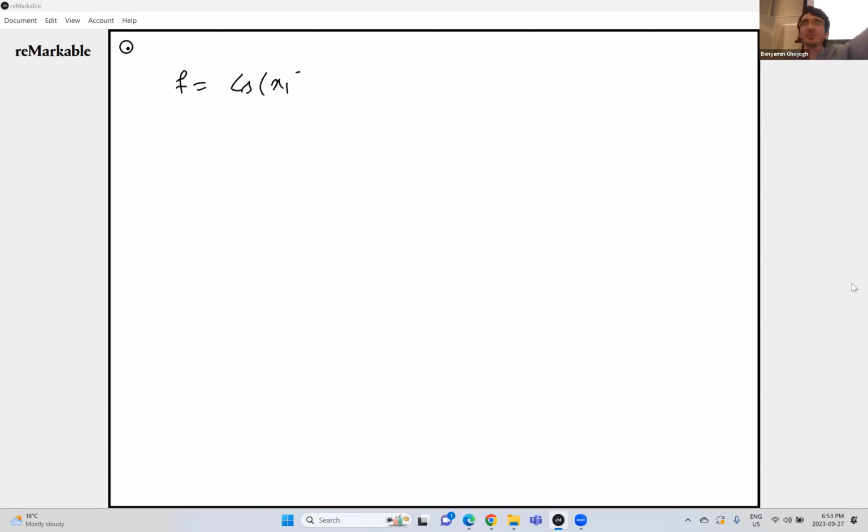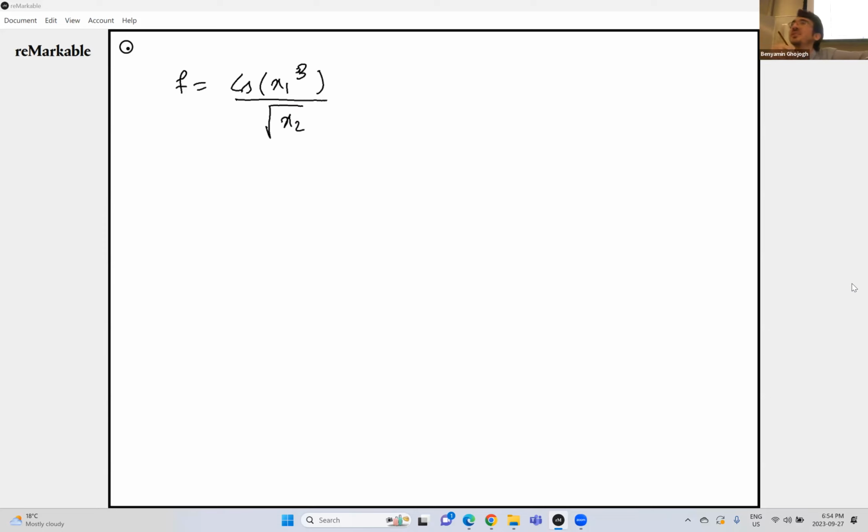Tell me, cosine of x1. Do I power it? To the power of 3? Is the division outside of cosine or inside? Outside, okay. Divided by the square root of x2. Is that enough? It can be more complicated, but I think using this, we can understand it.